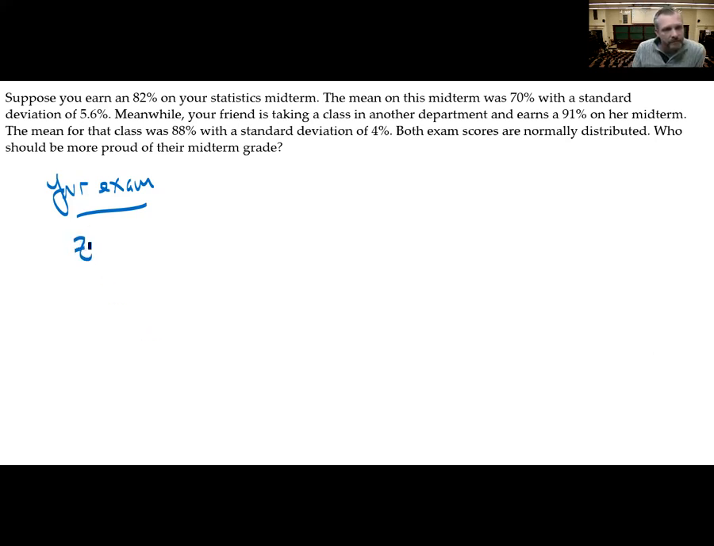So for your exam, you had a score of 82. The mean was 70. The standard deviation was 5.6. And so if you compute that, we have a difference of 12 and a standard deviation of 5.6. And so I see that I'm about 2.14. So you actually scored unusually high. You were 2.14 above the mean.